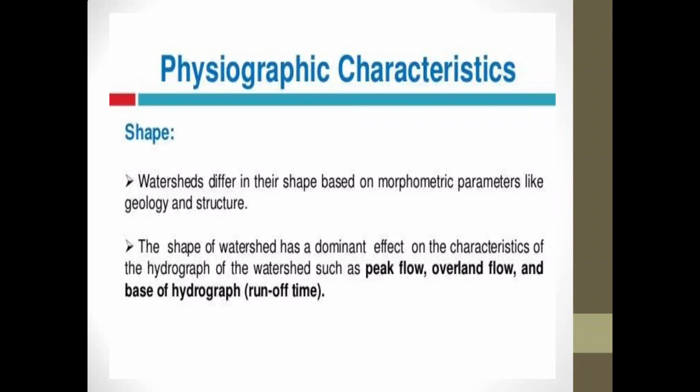Then the shape of the watershed has a dominant effect on the characteristics of the hydrograph of the watershed, such as peak flow, overland flow, and the base of the hydrograph, which we call the runoff type. So the shape of the watershed has a dominant effect on the different characteristics of the hydrograph, such as the peak flow of the runoff water, overland flow, as well as the base of the hydrograph. So this is the first physiographic characteristic, the shape of the watershed.